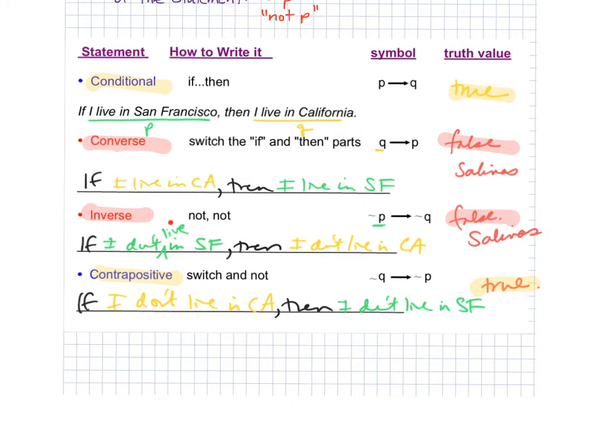And the converse and the inverse are two ways of saying the same thing too. So your truth value of your converse and your inverse will always be the same, since they're equivalent statements. And your truth value for your conditional and your contrapositive will always be the same. So that's a good check when you're doing the truth value. If you get true here and false here, something's wrong, right, for your converse and your inverse, and same with conditional and contrapositive.